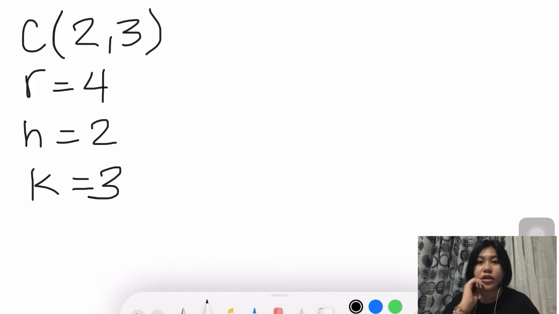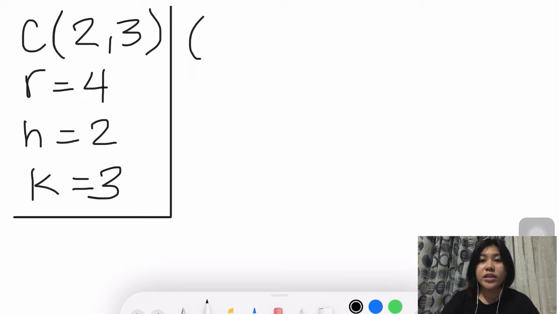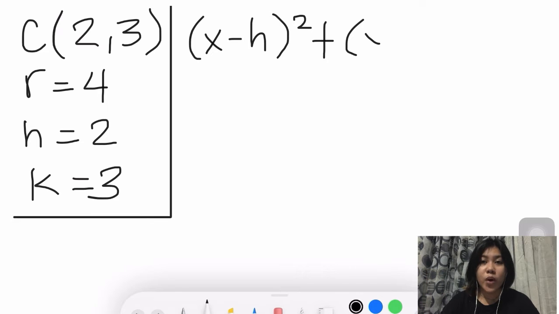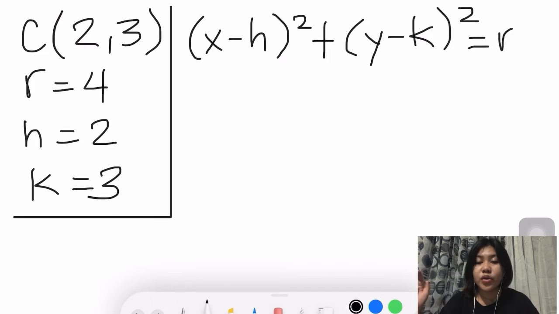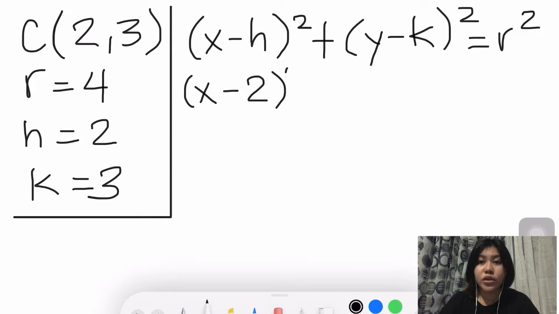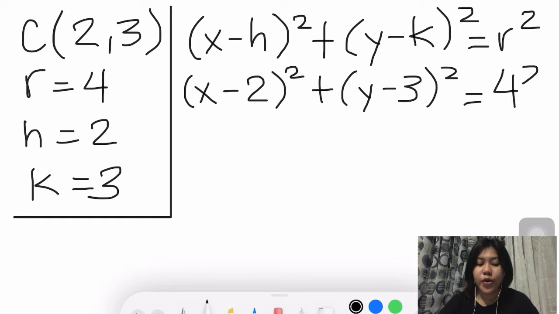So now, let's start solving for its standard equation, which is quantity x minus h quantity squared plus y minus k quantity squared equals radius or r squared. Now, let's proceed to substituting the values of h, k, and r. Now, we have quantity x minus 2 quantity squared plus quantity y minus 3 quantity squared equals 4 squared.